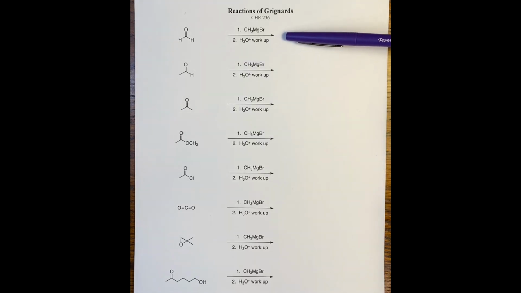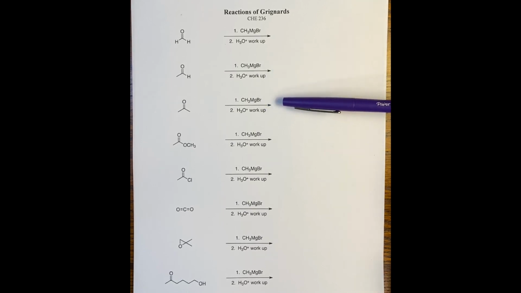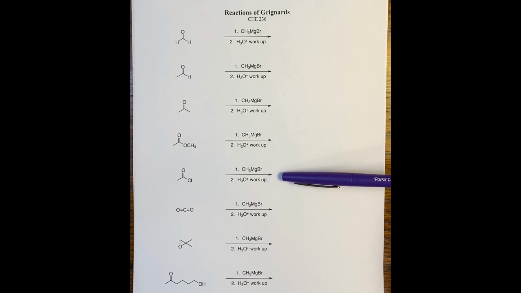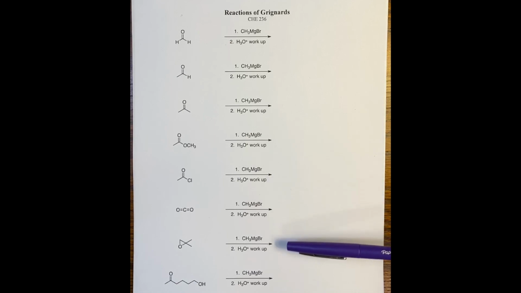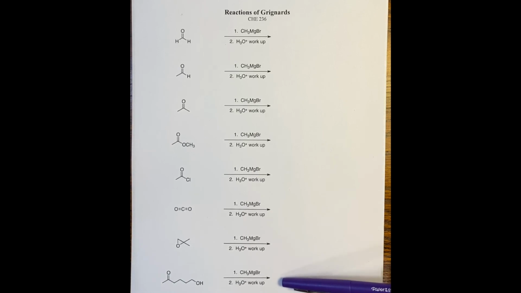We could do a reaction with a Grignard reagent and formaldehyde, which is a specific 1-carbon molecule. We could use any aldehyde like this one here, any ketone like this one here, any ester, acid chloride, carbon dioxide, an epoxide, and what would happen if I treated this compound here with a Grignard reagent? Think very carefully about this compound.